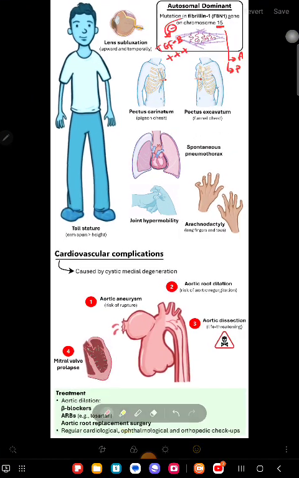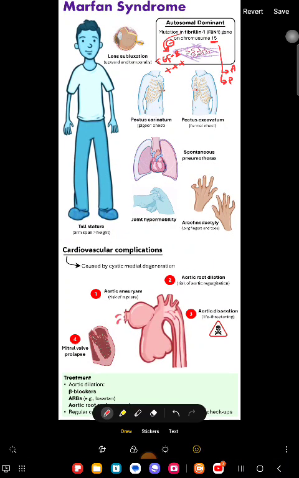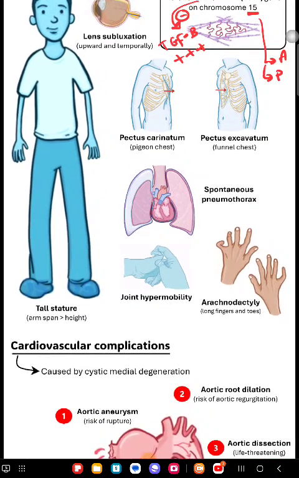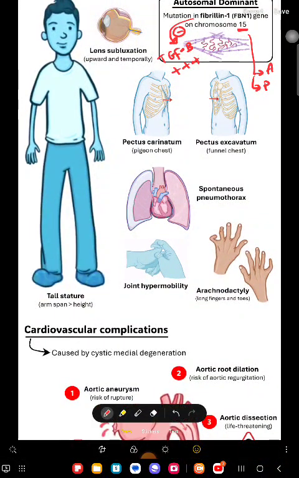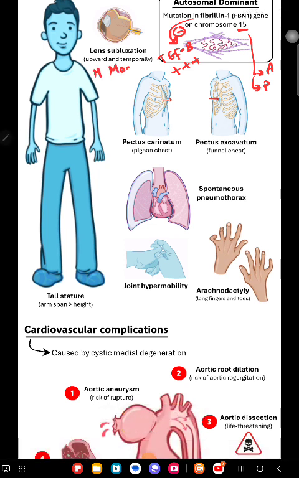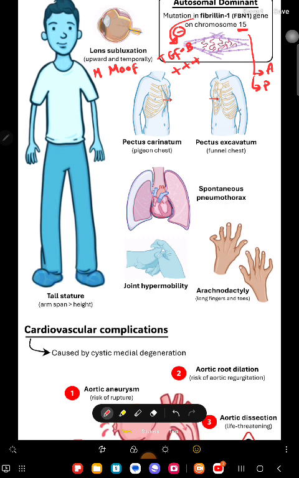The first feature, which is super high yield, is lens subluxation or lens dislocation, if you don't want to use the term subluxation. And what's important here is that lens subluxation occurs upward and temporally, so upward and outward. So Marfan looks to the moon, upward and outward, and this is very important because we need to distinguish Marfan syndrome from another metabolic disease, which is called homocystinuria. The direction of lens subluxation in homocystinuria is opposite to that in Marfan syndrome.